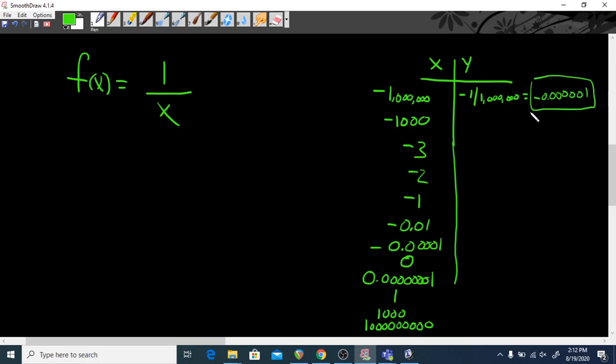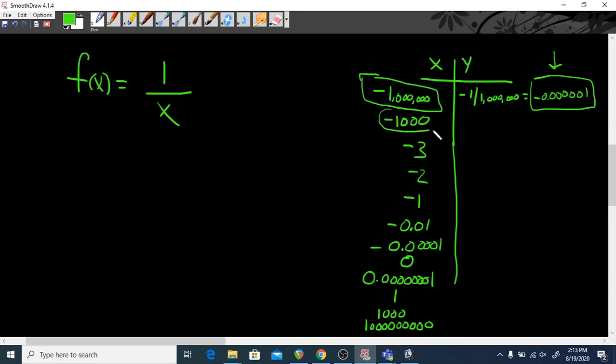So the first thing I want to point out here is that if you divide by a large number, 1 over a large number is very, very small. That's the first thing. It's so important, I'm going to say it again. 1 over a very large number is a very small number.